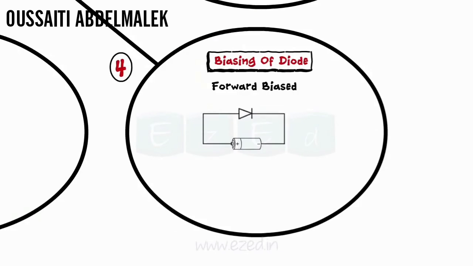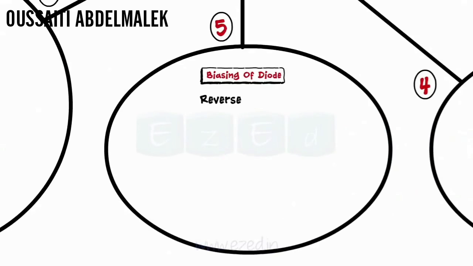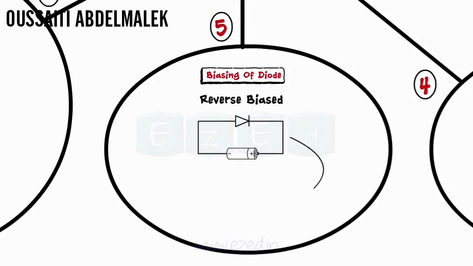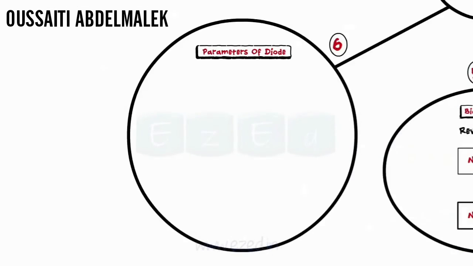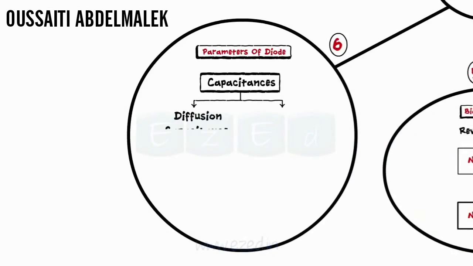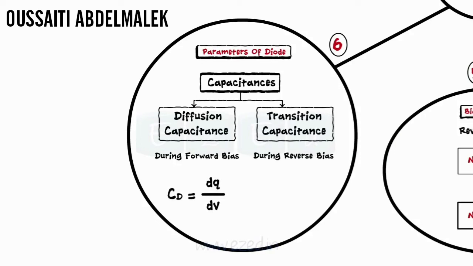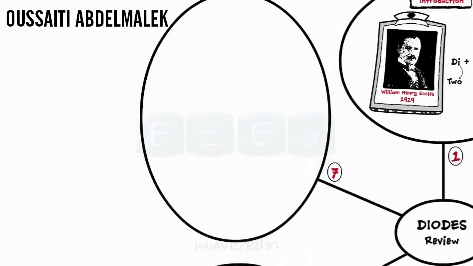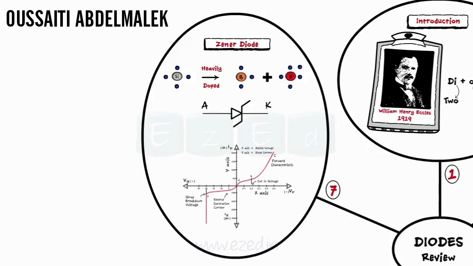When the diode is forward biased, its equivalent resistance decreases to a few ohms, and the diode allows the current to flow, hence it acts as a closed switch. When the diode is in reverse bias, its equivalent resistance attains a very high value of a few mega ohms, 10 raised to 6 ohms, and blocks the current, acting as an open switch. There are two types of capacitances associated with diodes: diffusion capacitance when the diode is operated in forward bias, and transition capacitance observed during reverse bias. A Zener diode is a heavily doped p-n junction diode, which is specially used for its current conduction in reverse bias and controlled breakdown voltage.